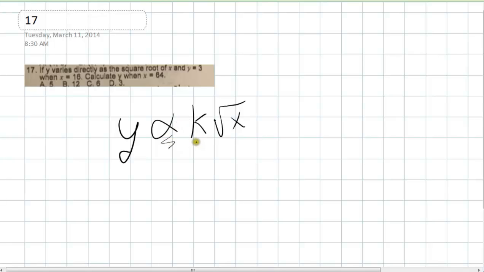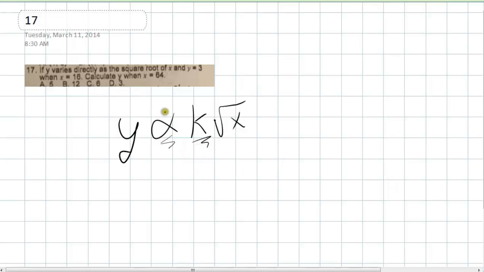So that means it's proportional to, but it's changing by a constant term every time according to the square root of x. It's not that y equals the square root of x. It's that y is changing according to the square root of x. So you have to multiply it by something every time. Okay? So here we go.